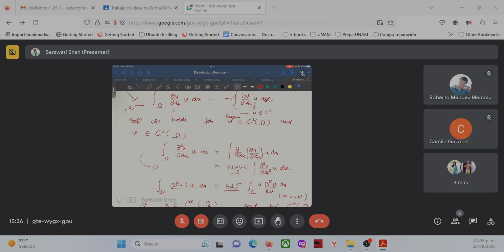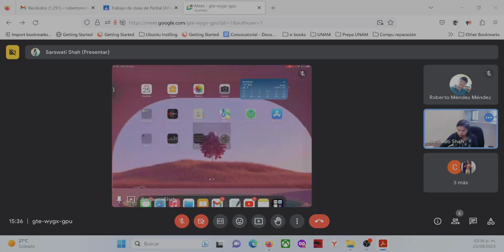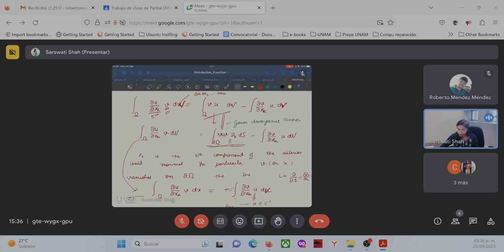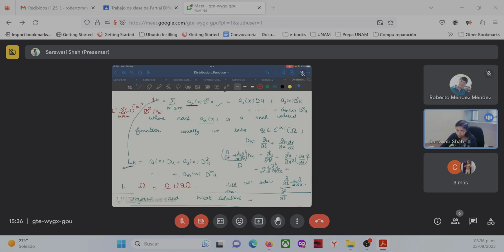So basically what I am saying is that here I defined L in this way. How am I defining L dash? I am defining L dash as minus 1 to the power modulus of alpha, summation of modulus of alpha less than or equal to m, D of alpha. Now this a alpha is coming inside that derivative.